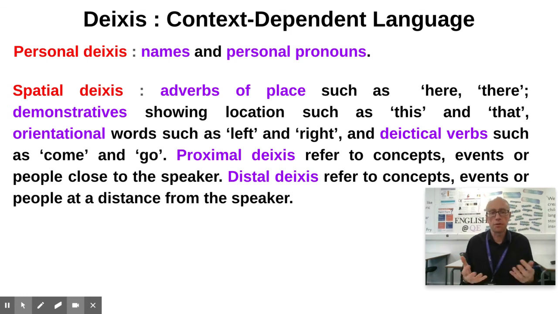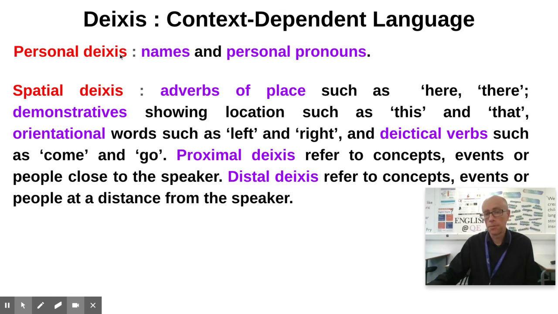A kind of subcategory of all of these spatial deictic utterances are these two: proximal and distal. Again, this is all explained on page 49 in the textbook. Proximal deixis refers to concepts, events, or people close to the speaker. So this, for example, would be an example of proximal deixis, whereas distal deixis refers to concepts, events, or people at a distance from the speaker. So that would be an example of a distal deictical utterance.